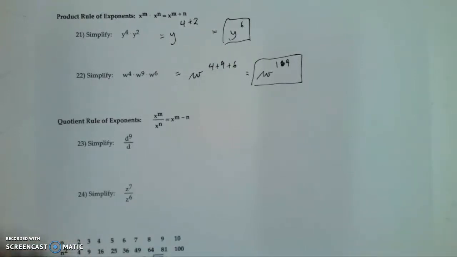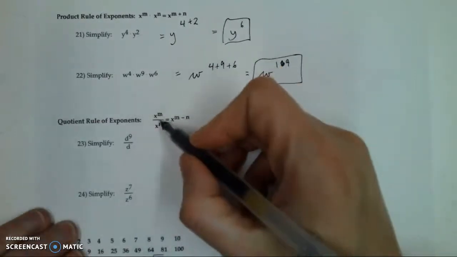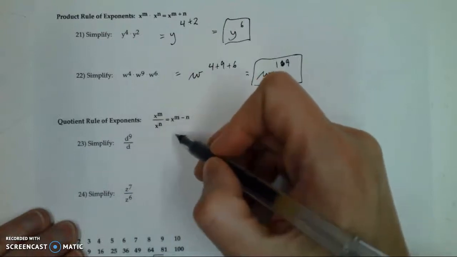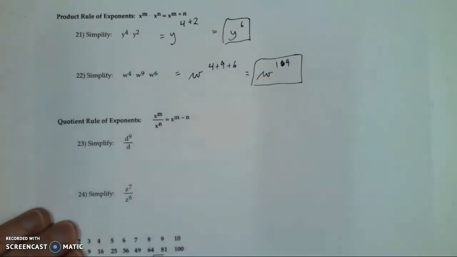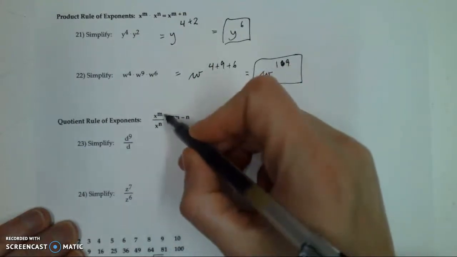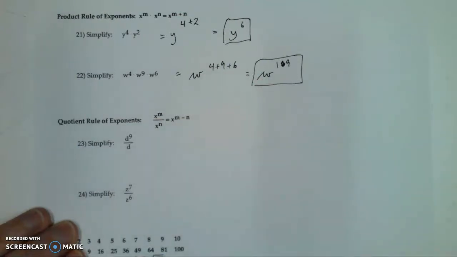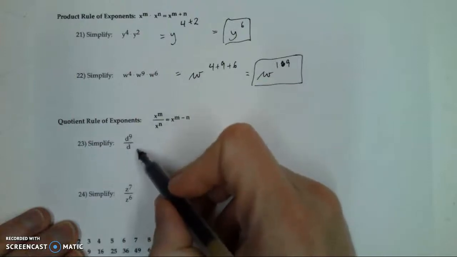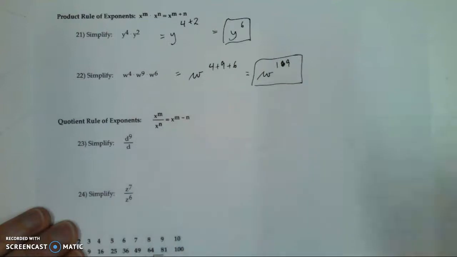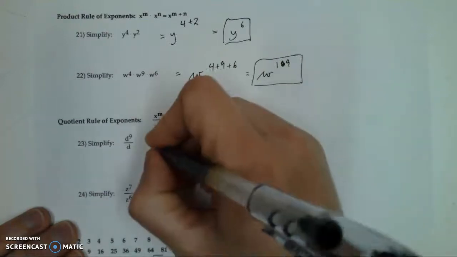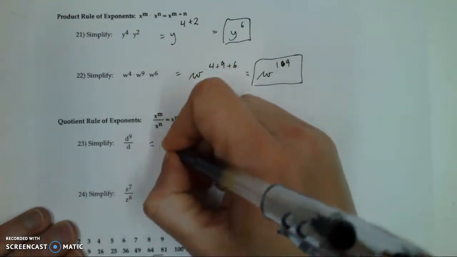We also have the quotient rule. So now I'm dividing, you'll notice again, these are still x's, and now we're subtracting the exponents. We have to be just a little careful. It's always the numerator exponent minus the denominator exponent, because the order matters with subtraction. Now we need to remember one more thing here for number 23. If there's no exponent written down, we do understand that to be a 1.